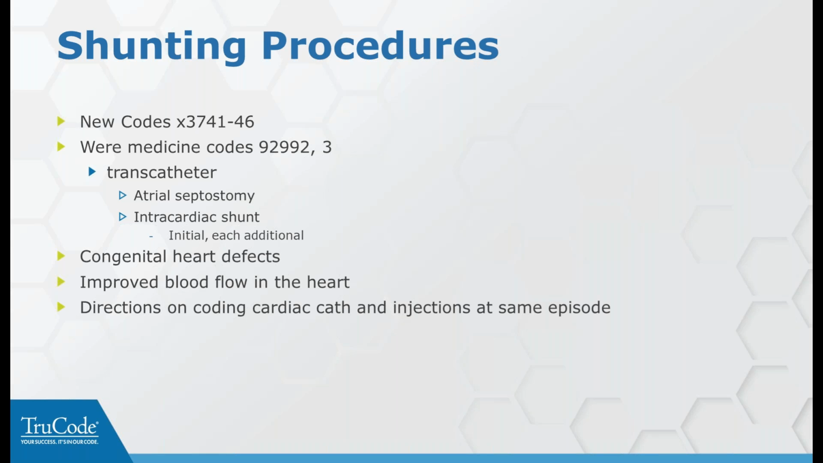So again, read the note very carefully, read the description very carefully, because 33745 is the initial intracardiac shunt, whereas 33746 is the add-on code for each additional intracardiac shunt location. So it's a location, not the number of shunts. Again, you want to be careful with those. Basically, these are used most commonly for congenital heart defects to improve the blood flow in the heart. There's also information about when you can code the cardiac caths and injections at the same procedure. There are lots of code also, do not report, and modifier notes, so just review those notes if you do any cardiovascular surgery coding.